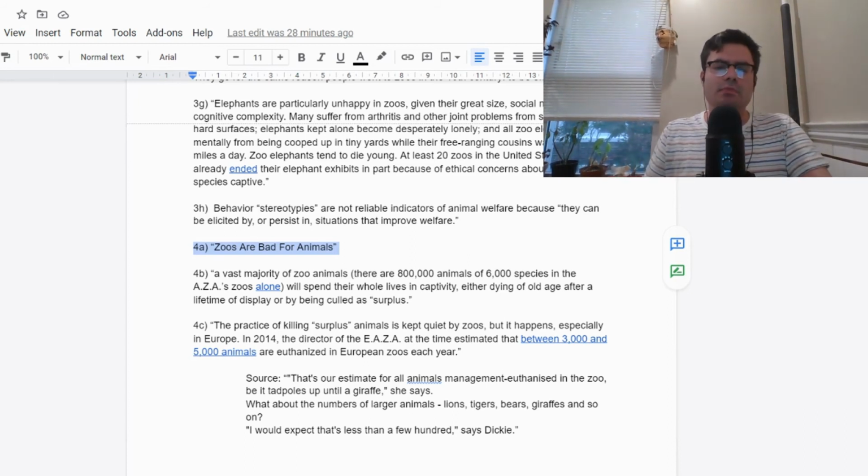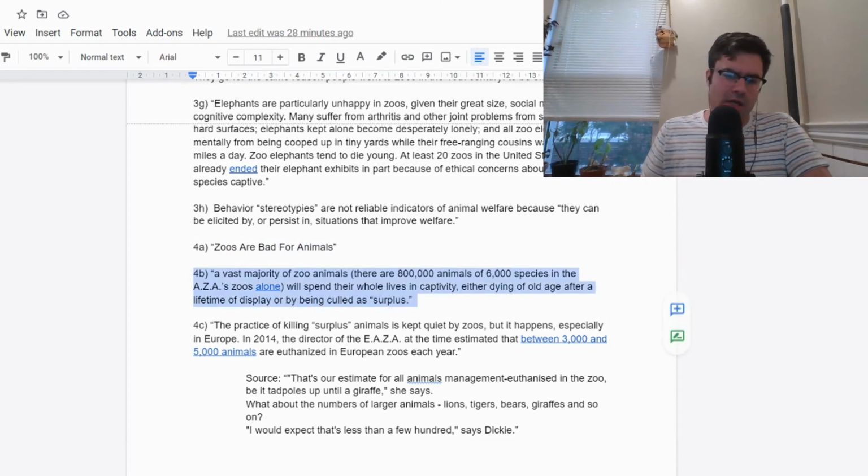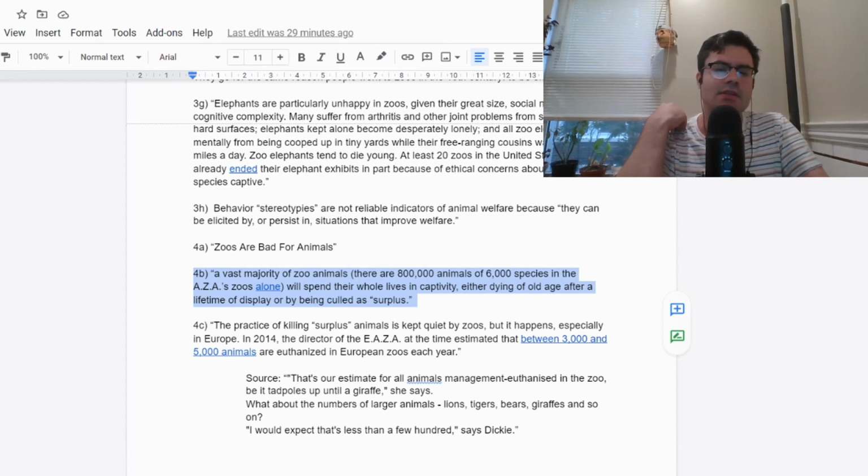Okay. What about if it's a little bit misleading? She writes, a vast majority of zoo animals, there are 800,000 animals of 6,000 species in the AZA zoos alone, will spend their whole lives in captivity, either dying of old age after a lifetime of display or being culled as surplus. Now, there's a lot of things in here that I think are misleading. When she says they will spend their whole lives in captivity, she just means they're going to live in a zoo.